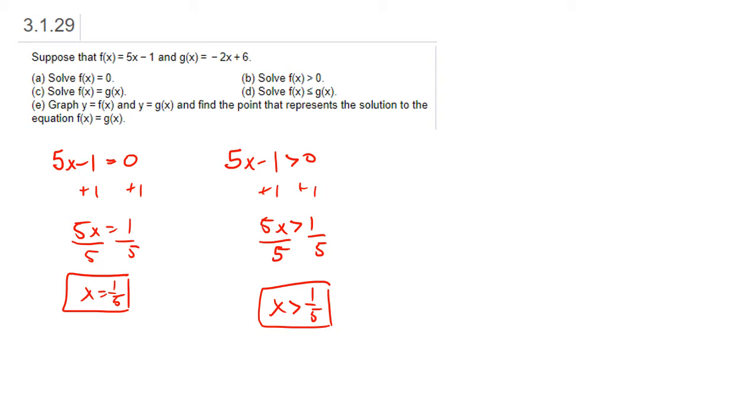Part C, solve f of x equals g of x. So that would be where 5x minus 1 equals negative 2x plus 6. I'm going to add 1 to both sides, and I'm going to add 2x to both sides. So on the left, I now have 7x, and on the right, I have 7. I divide by 7, and I get x equals 1.